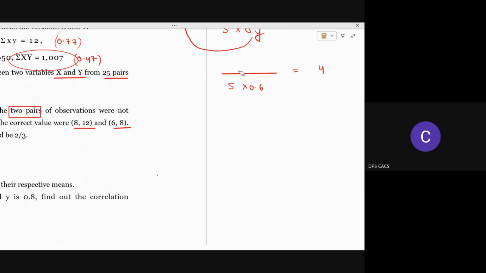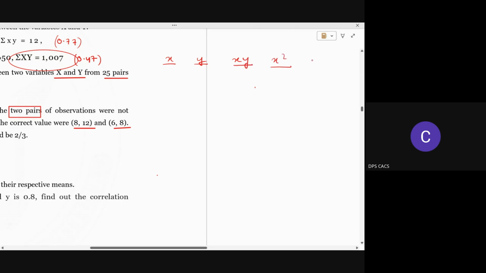Sir, x and y are always given and I make 3 more columns. So x, y, xy, x square, y square. And now I will correct all of them so that I can find a correct correlation, right?